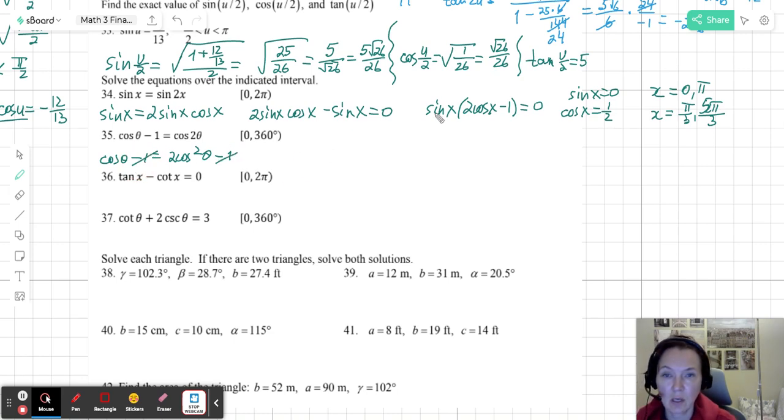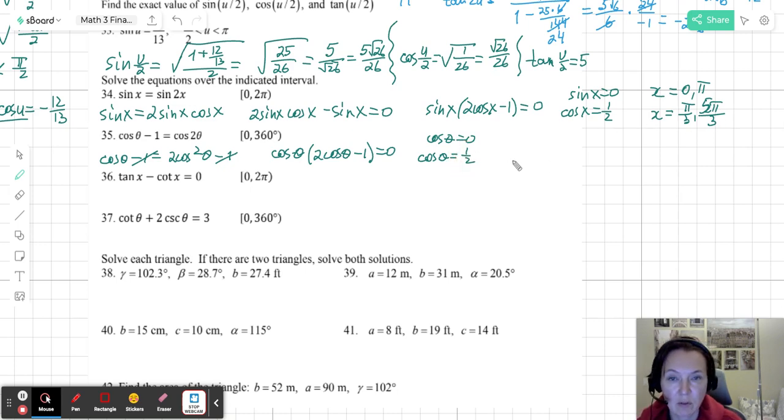And then I'm using the same idea that I used here. I'm going to factor out cosine theta. I'm subtracting cosine theta from both sides and factoring it out. So I have cosine theta times (2 cosine theta minus 1) equals 0, which tells me that either cosine theta equals 0 or cosine theta equals 1/2. But now we are in degrees, so it's not going to be pi over 3 and 5 pi over 3. That's going to be 60 degrees and 300 degrees. And cosine theta equals 0. That means that theta would have to be equal to 90 degrees and 270 degrees.